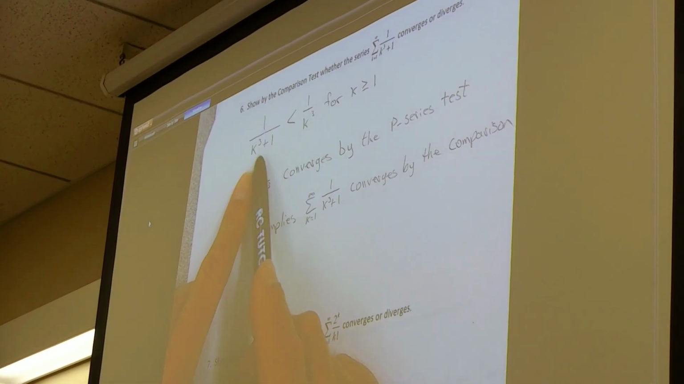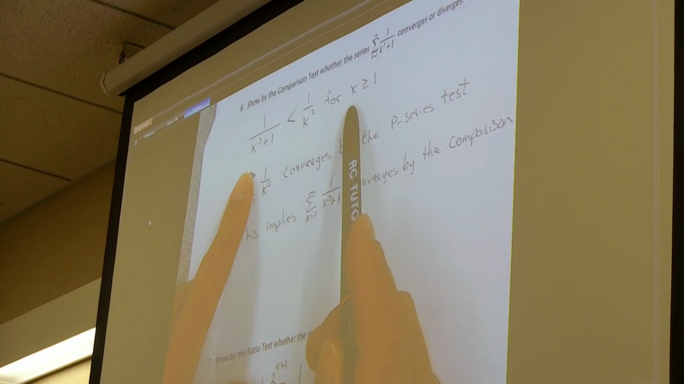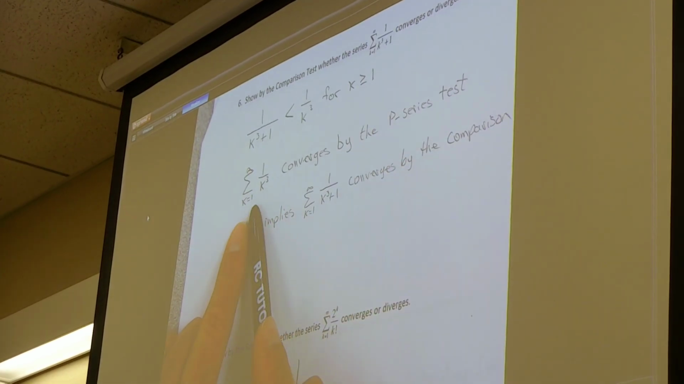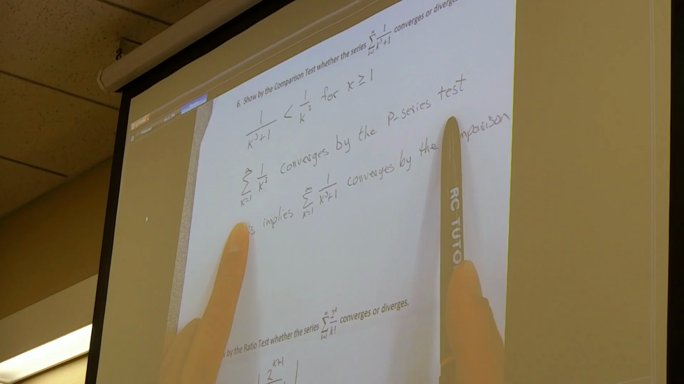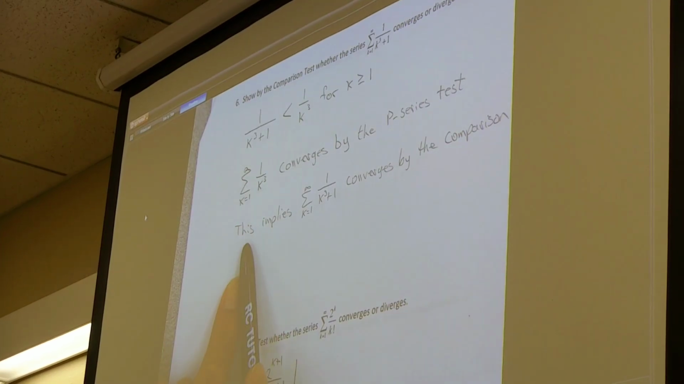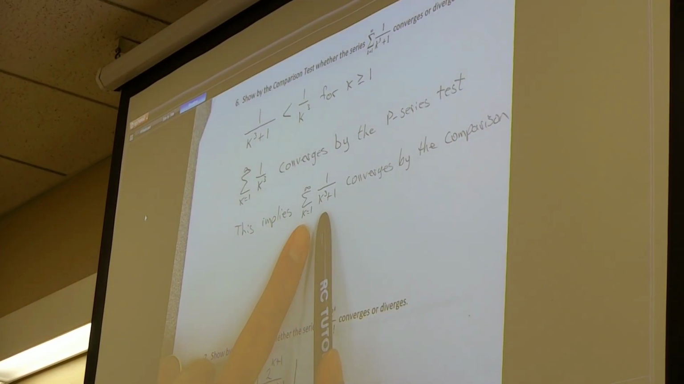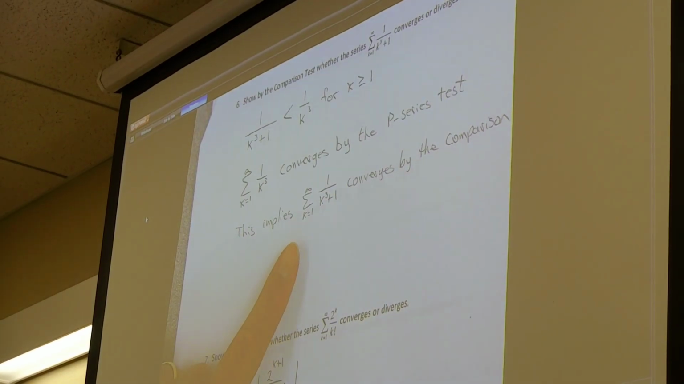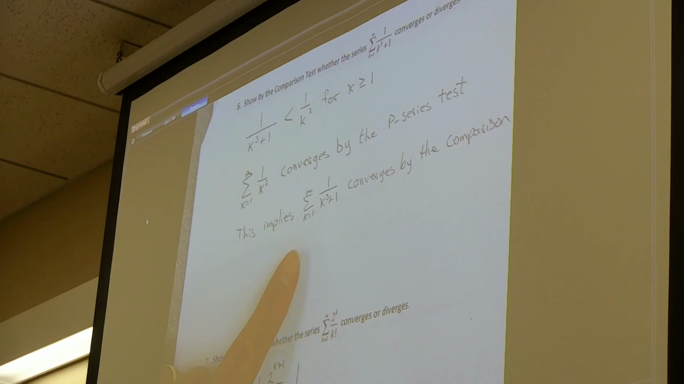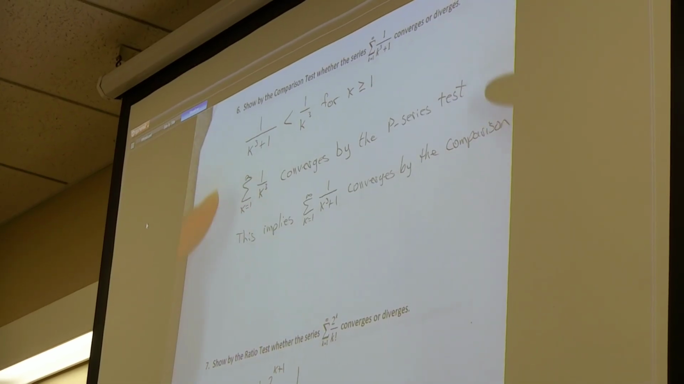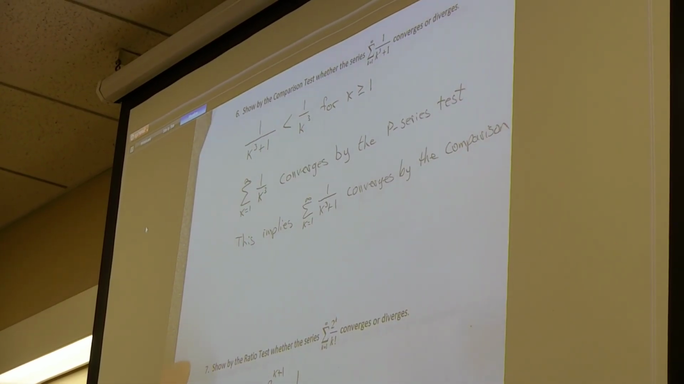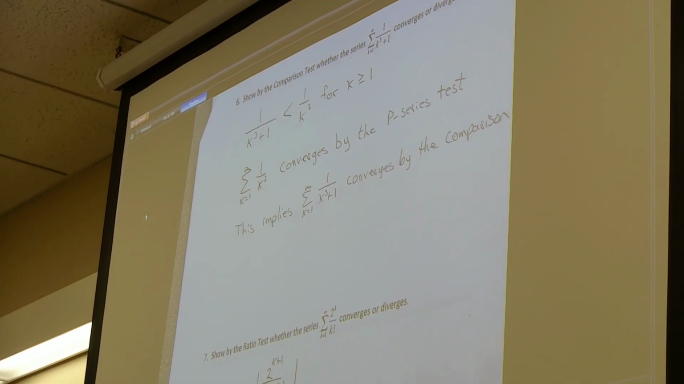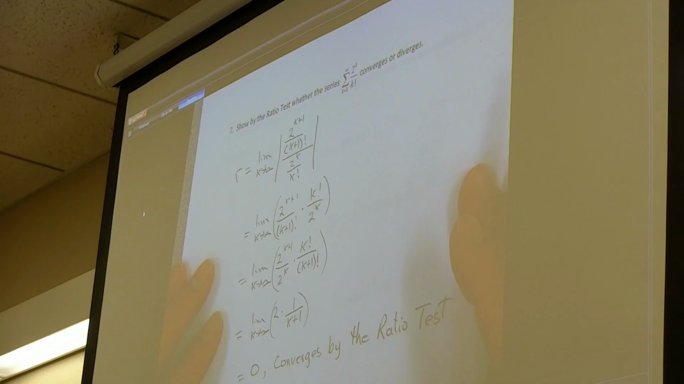So we know that this is less than 1 over k cubed for k greater than or equal to 1, where that's starting. We know that this converges by p-series. That implies that our given series converges by comparison. Okay? Do you see the logic in these statements? You need to understand that logic. All right, number 7.